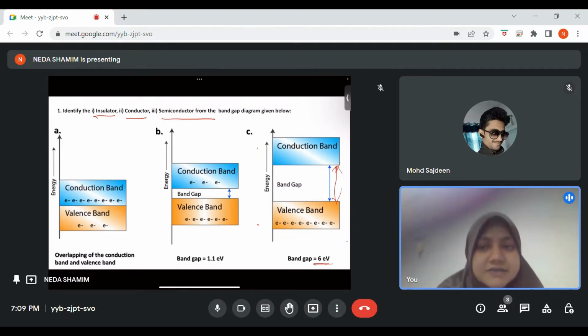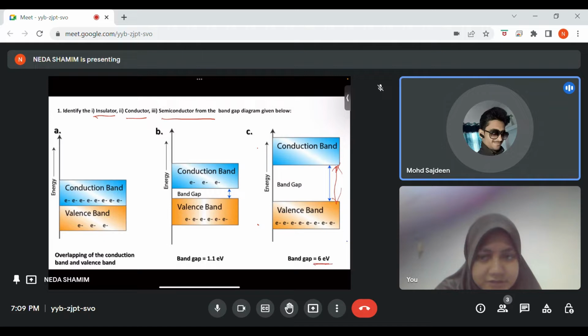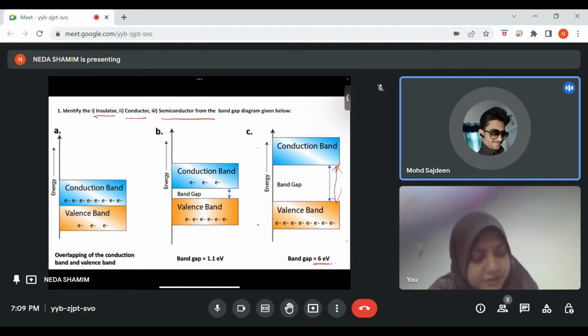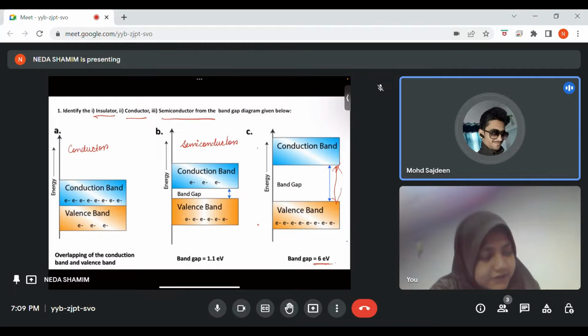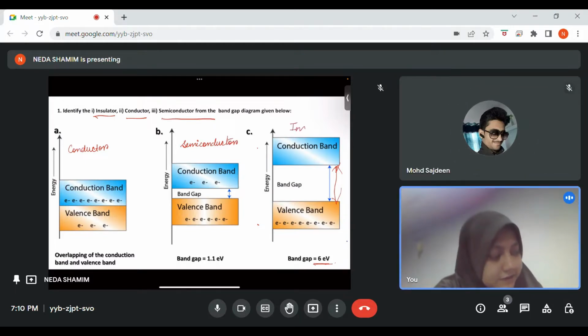Can you please answer which is the band diagram of a conductor, semiconductor and insulator out of the three? Option A is a conductor, option B is a semiconductor, and option C is an insulator, because there is a larger energy gap. So from the band picture, we can differentiate between a conductor, semiconductor, and insulator.